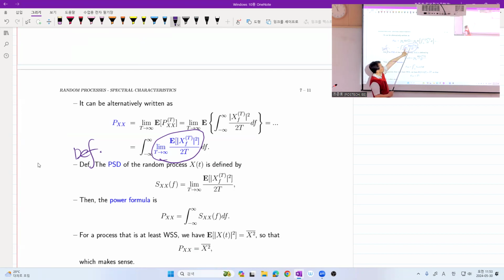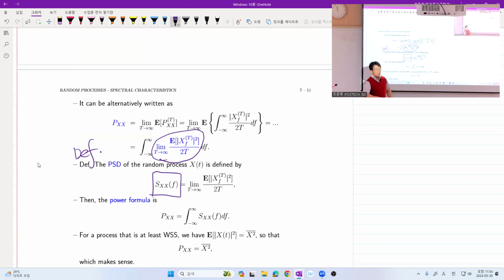If this limit converges for every f, this is called the power spectral density, and its notation is sometimes S subscript XX of f. The reason why we have two subscripts X is that we are going to define the cross power spectral density when we have two random processes. So we will have S sub XY, cross power spectrum, something like that. So again, see that power is the integration of the power spectrum.